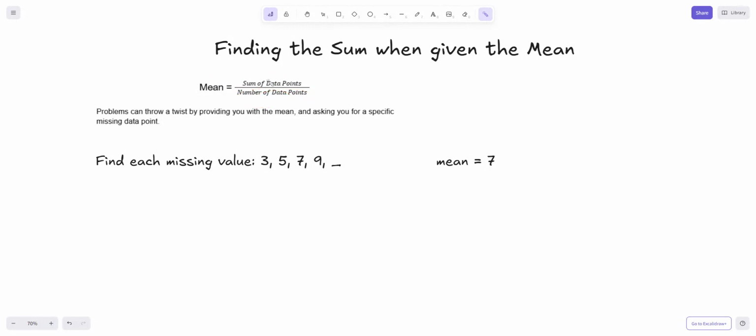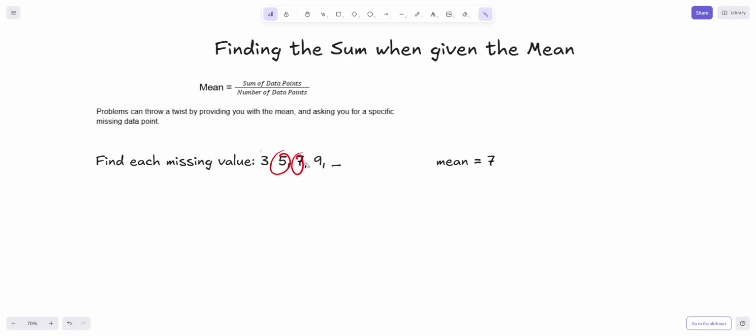So in the problems today, instead of trying to find the mean, you're given the mean. You'll be given the mean and you'll also be given how many numbers there are. With that, you have to find the missing number by using the sum. So if you're given the mean and the number of data points, you can actually multiply them together to find the sum of how much all the numbers should add up to. So let's look at this first example, right?